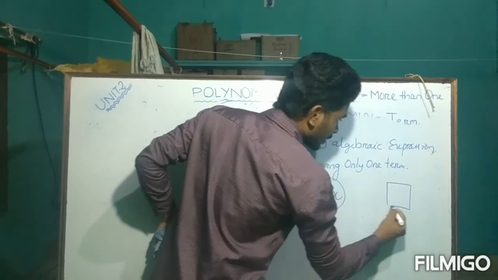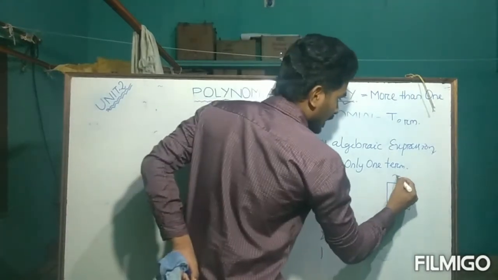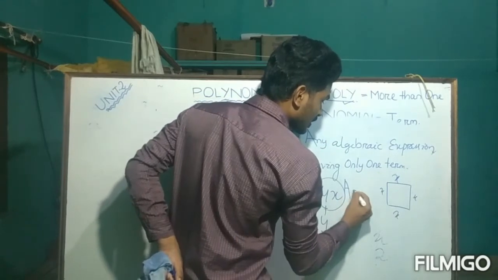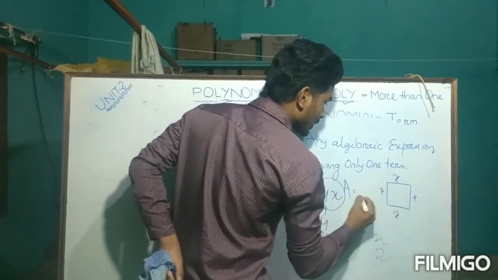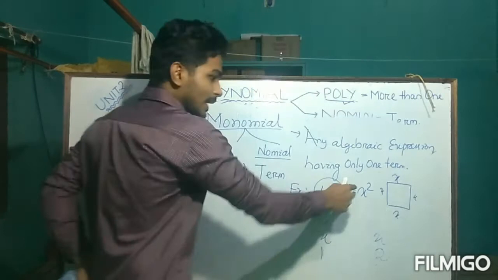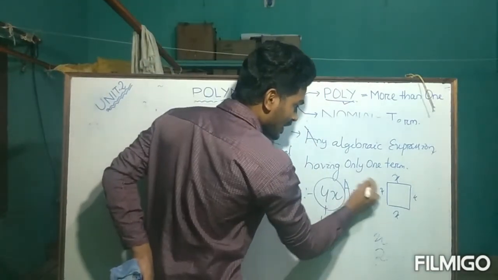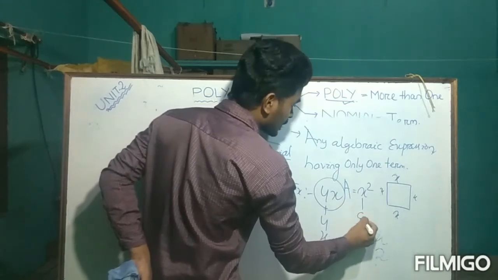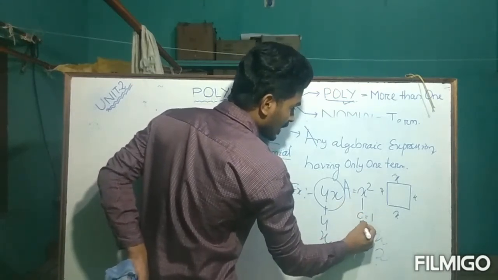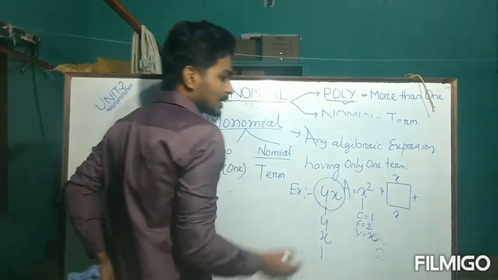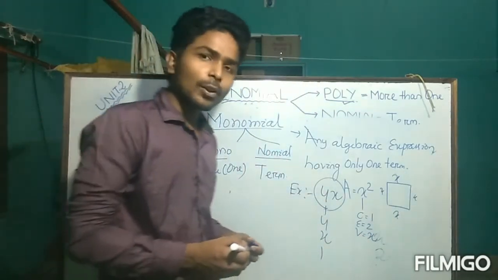take a square. Each side is x. So its area will be how much? Side into side, x into x, that is x square. It is also a monomial because it contains only one term and it has coefficient 1, exponent 2 and variable x. That's why it is known as a monomial.